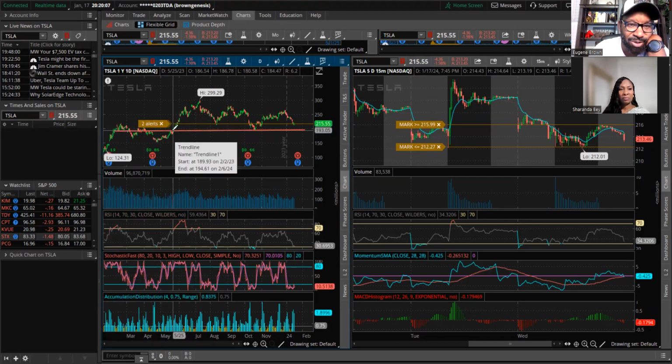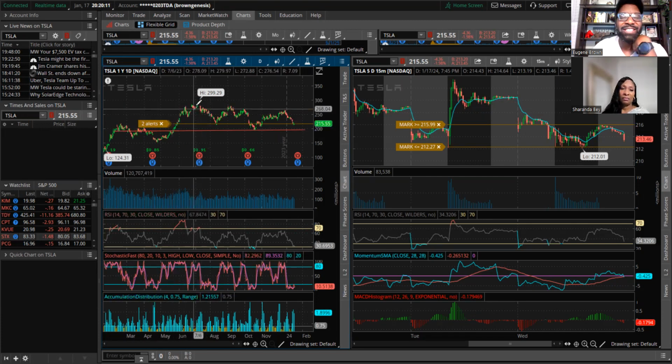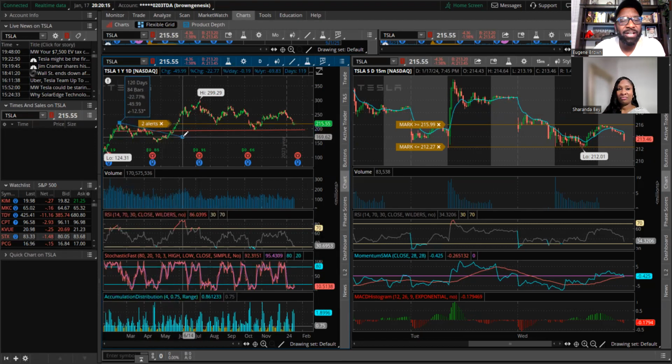That was that 200 mark. Then we ran up to about 300. So you made 50% on your money. But since that time, the stock was in a bit of a downtrend here. And since that time, it's been in a downtrend here. So it's just been doing this thing.